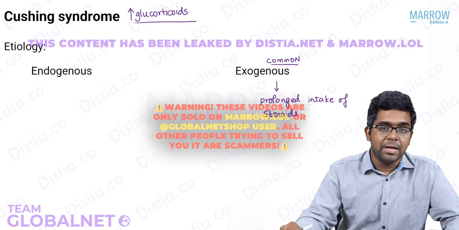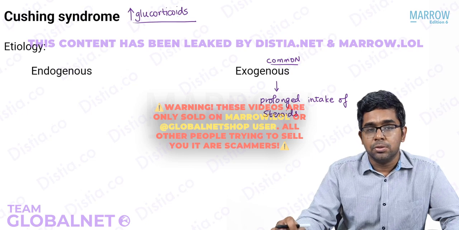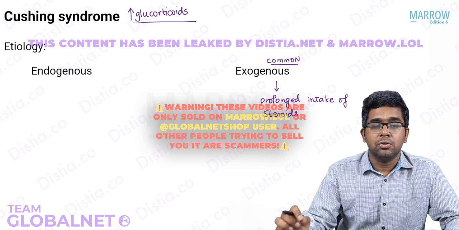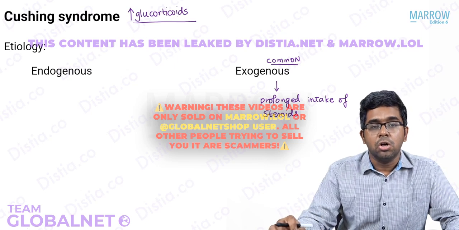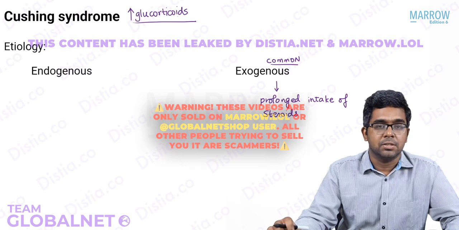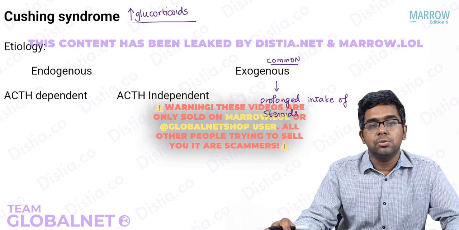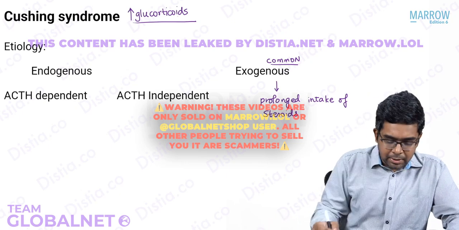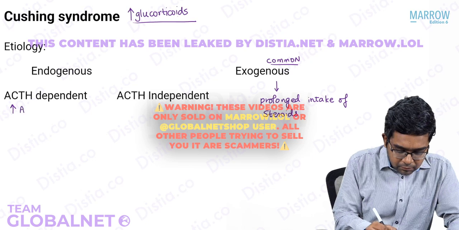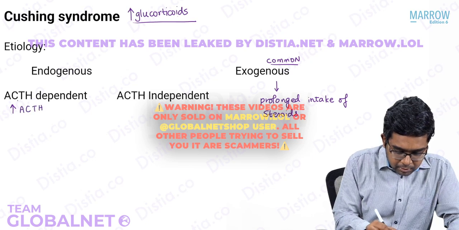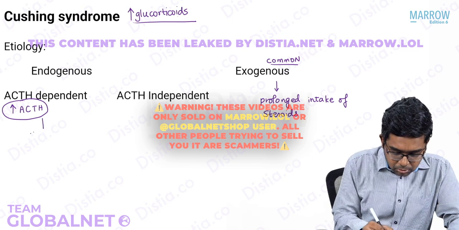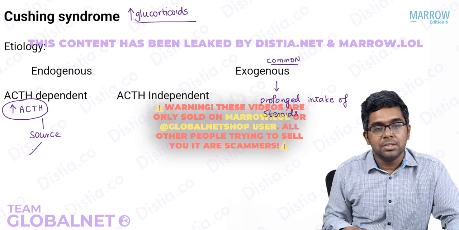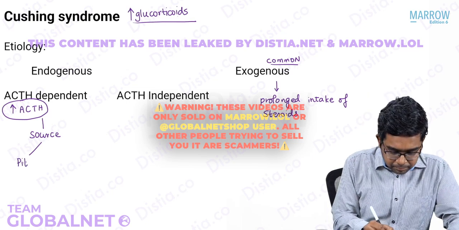The other variety is endogenous. Endogenous is due to increased production from the adrenal gland, and this can occur under the influence of ACTH or without the influence of ACTH. So, in the endogenous variety, the two common categories are ACTH dependent and ACTH independent. In ACTH dependent, there will be increased levels of ACTH. And depending on the source, we can classify further. What is the usual source of ACTH? It is the pituitary.